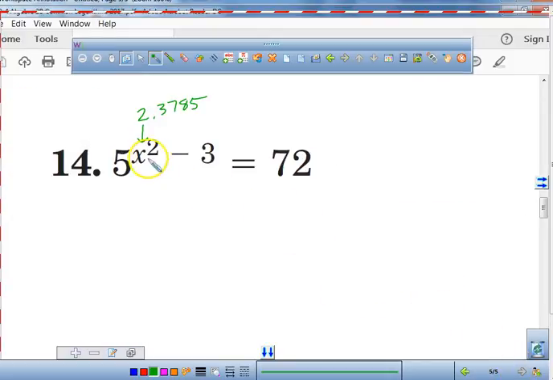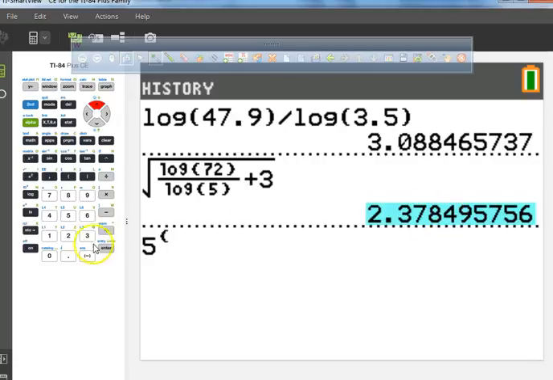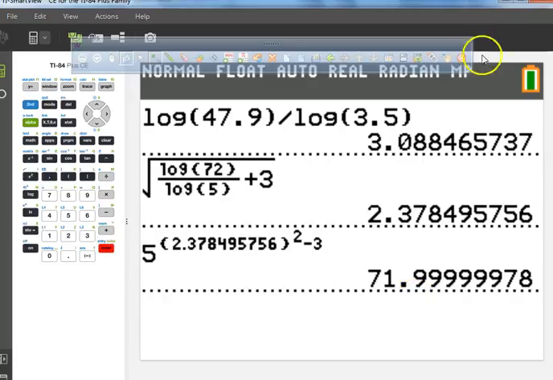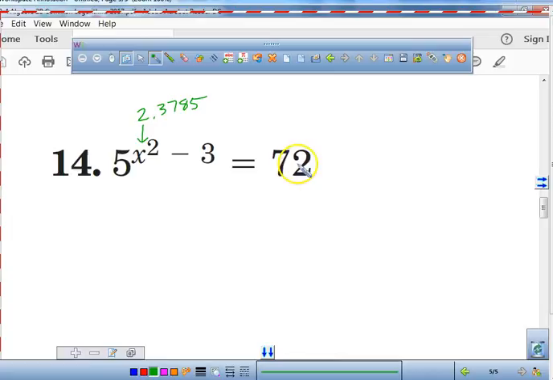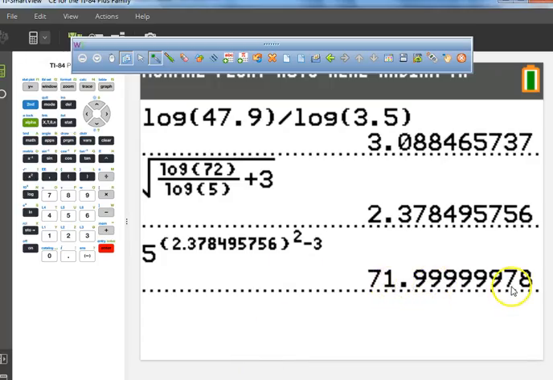So what you're going to do in the graphing calculator is plug it in. You could say 5 raised to the power, open parentheses. What am I going to plug in? All of this, right? And what am I going to do? I'm going to square it. And after you square it, we have to take away a 3. What should that get very close to, if not equal to? See? Should be 72. It says 71.9, not repeating.